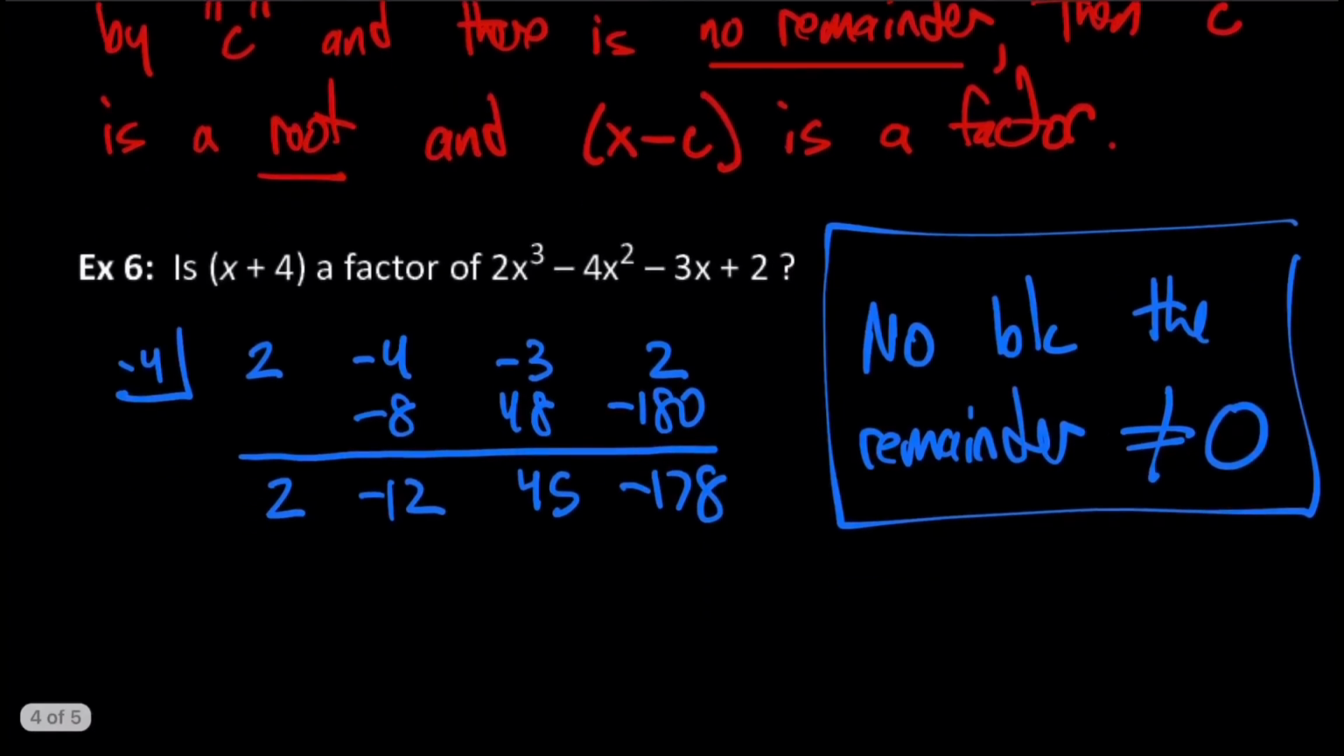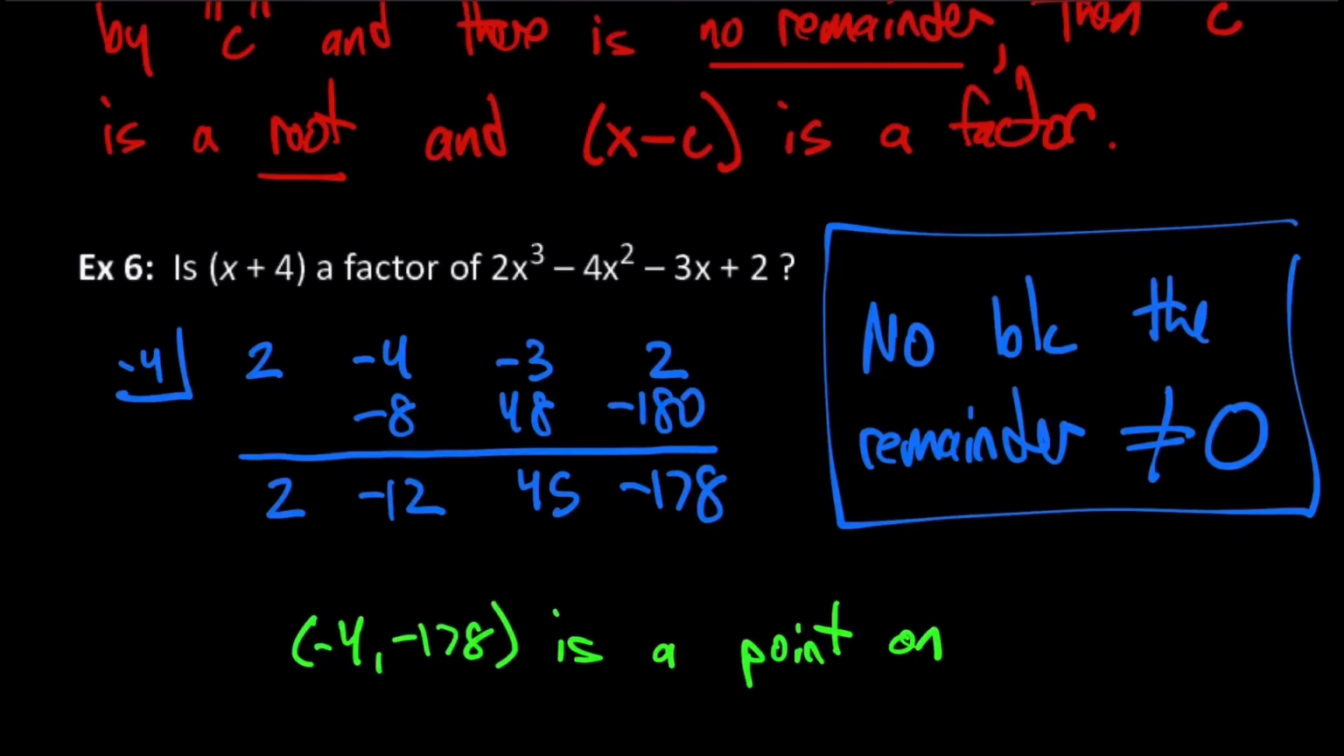If it went on to ask a follow-up saying, okay, if it's not a factor, can you give me a point on this function? Sure, you can. Because remember, this is my x value, and your remainder is your y value. So you could say negative 4, negative 178 is a point on 2x cubed minus 4x squared minus 3x plus 2. All right, make those connections.